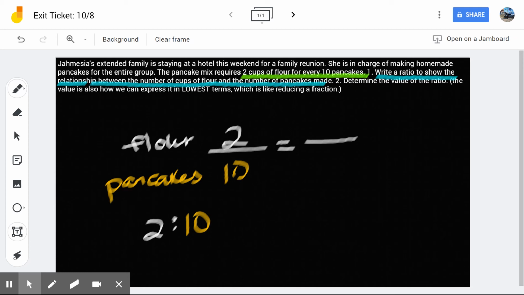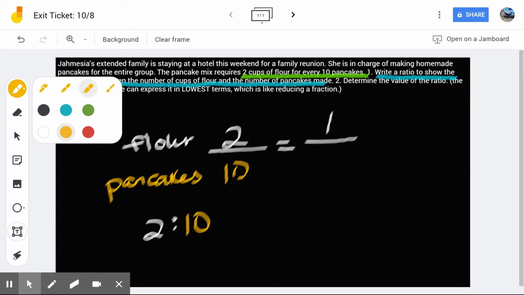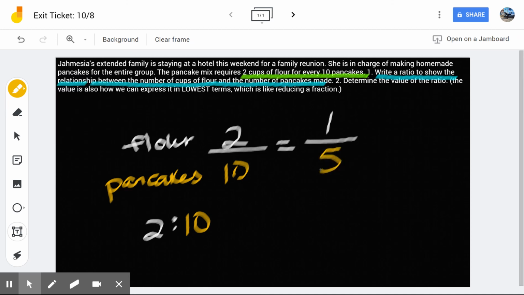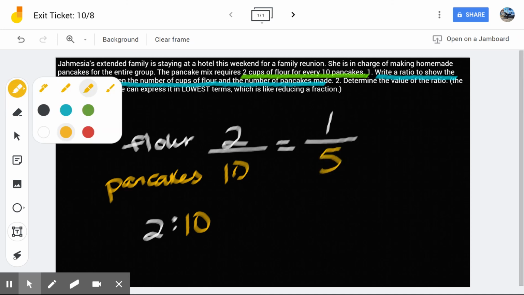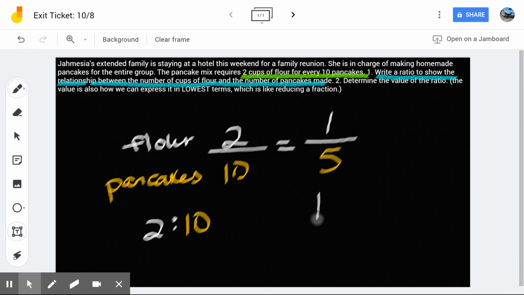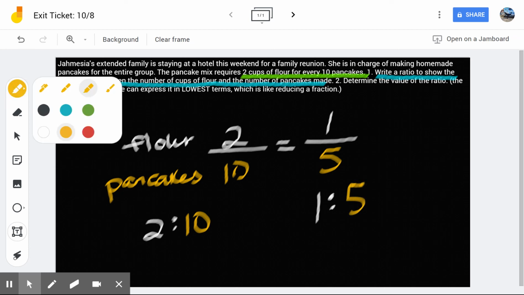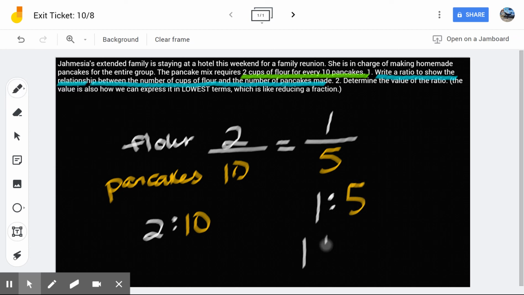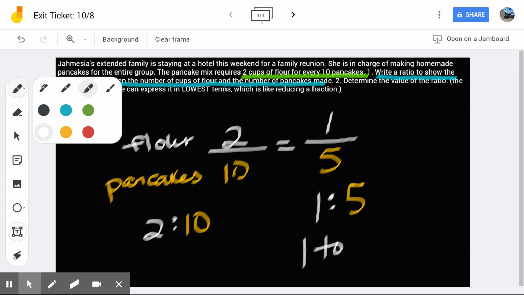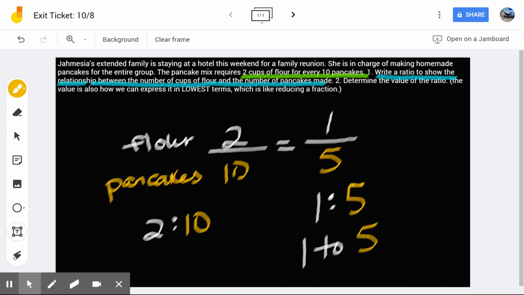I know that half of 2 is 1. If I cut my numerator in half, I have to also cut my denominator in half, which means I'm taking 10 and cutting that in half. I have 1 over 5. So the value of the ratio, or the ratio in its lowest terms, is 1 over 5, otherwise known as 1 to 5. And again, there are 3 ways we can write our ratios. They all mean 1 to 5.